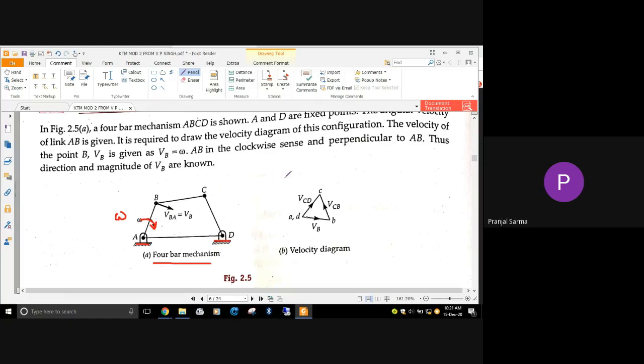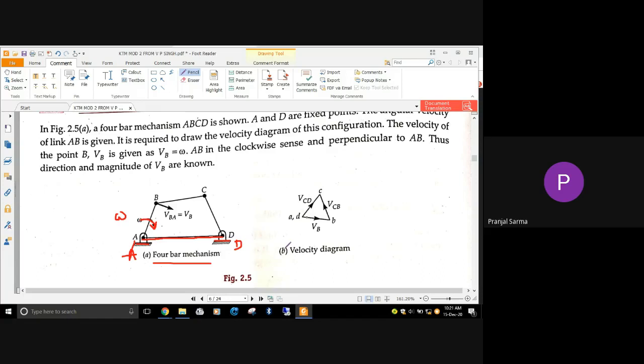So from that particular point, we are going to start drawing the velocity diagram. Prior to drawing the velocity diagram, just go through whatever is given, whatever you can correlate. Here, in this figure, AD is a fixed link. That means point A and point D are the fixed points that we have, and we can start from here.